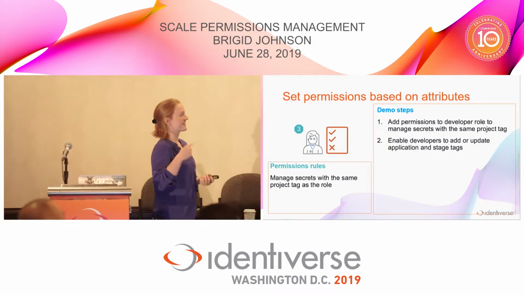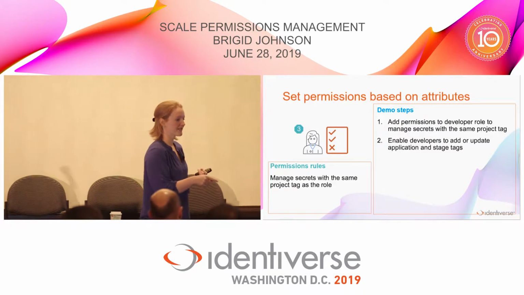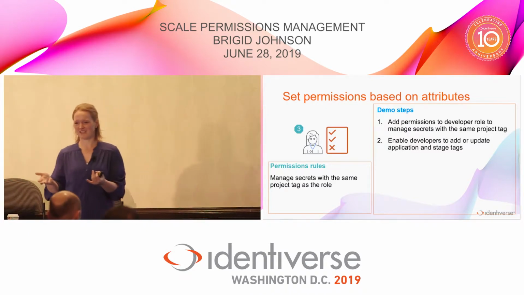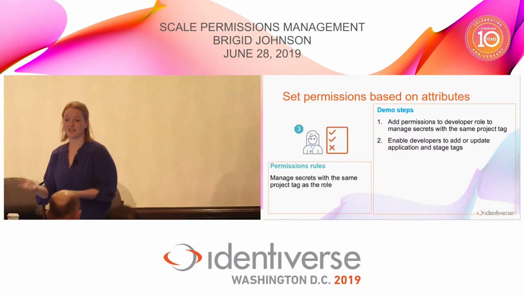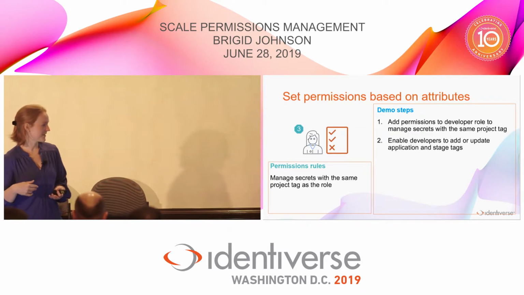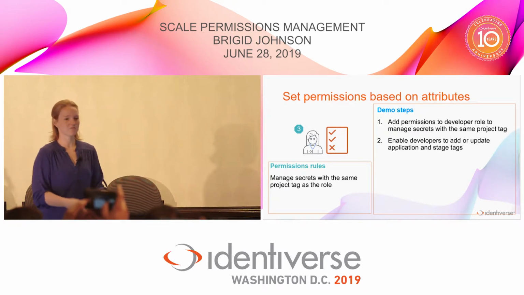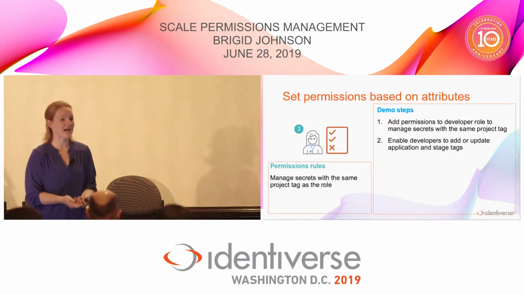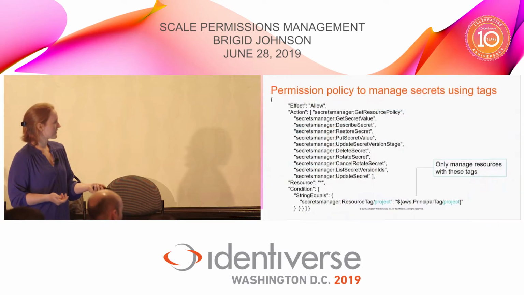Next, I'm going to set permissions based on attributes. So the developer can now go create secrets, but once you create it, it doesn't really do you any good unless you can do something with that secret, like get the value, rotate it, put a different value, whatever you want to do. And so I'll say, hey, developers, once you create the secret, you have access to your own secret, which means you have access to secrets tagged with your project tag. So this is the policy.